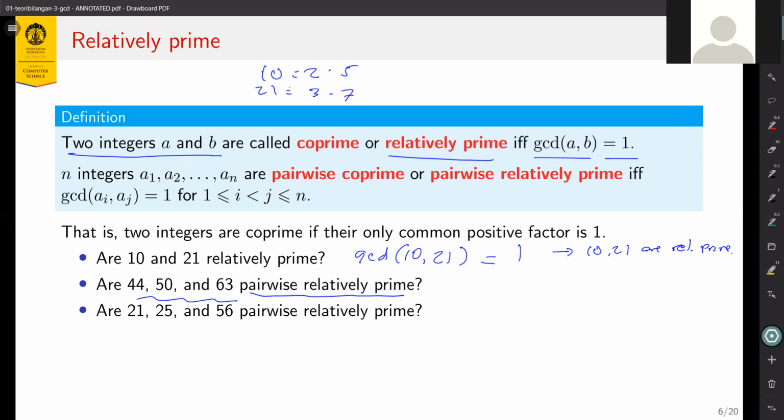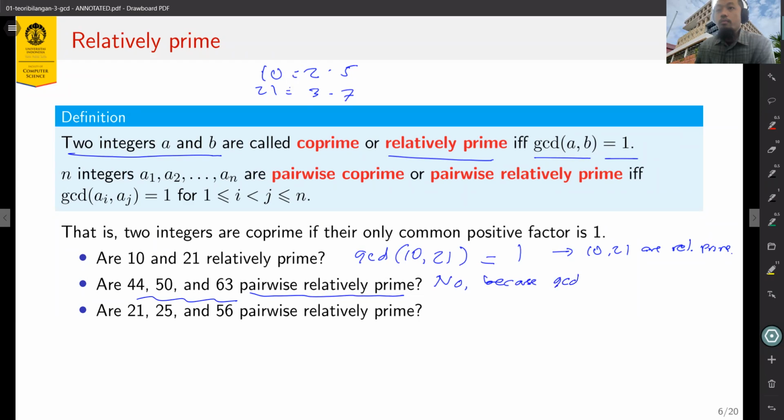No. Why, Matthew? The GCD of 44 and 50 is not 1. Correct. So yeah, because the GCD of 44 and 50 is actually 2, right? Which is not 1. Yeah. What about the third one?